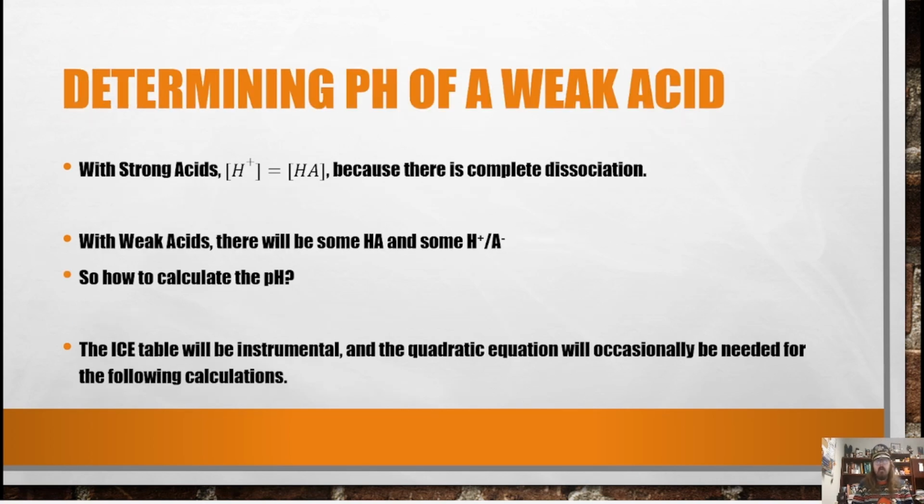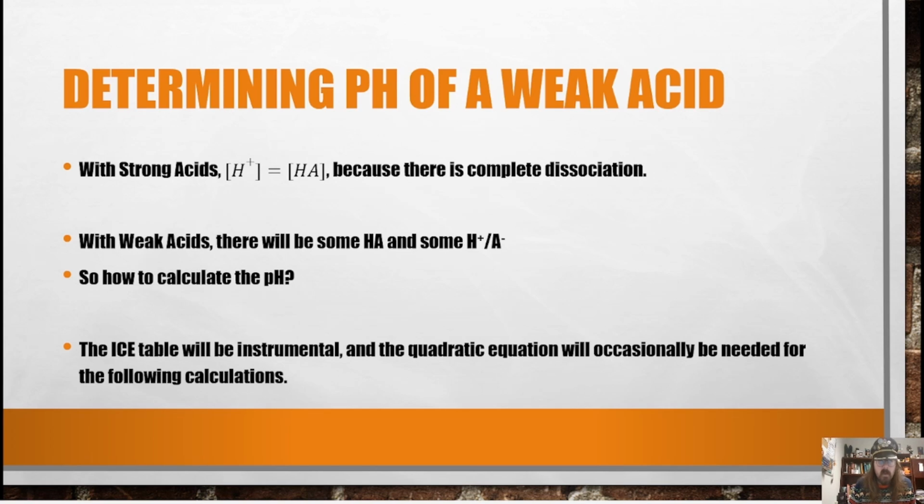Now, when determining the pH of a weak acid, one of the key problems here is that with a strong acid, we can simply say the hydronium was equal to the concentration of our starting material because there was complete dissociation. But with a weak acid or weak base, there will only be partial dissociation, so we will not have the full amounts of H plus and A minus that you would expect. And so how do we go about calculating the pH for these situations?